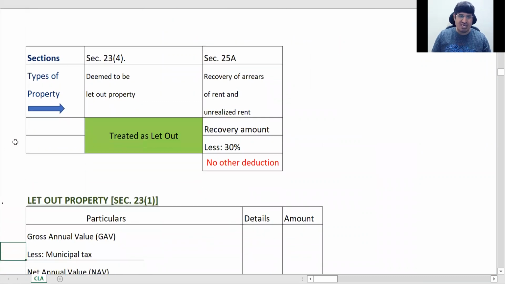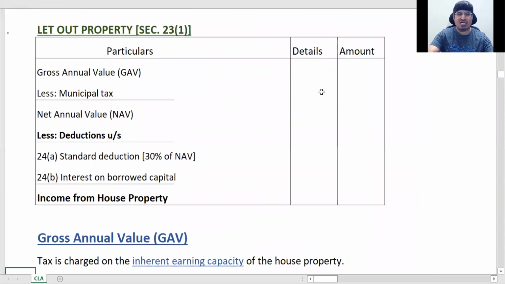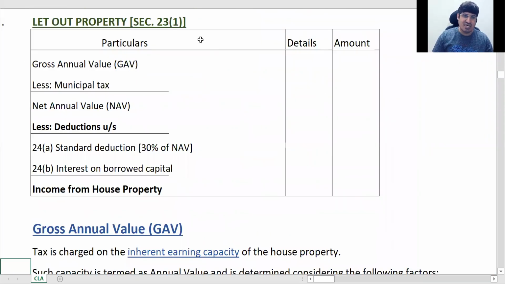तो हम यहाँ थे. So basically we had done little bit into let out property, but let me start from here. ठीक है, तो यहाँ से थोड़ा आप लोगों को. So this is how you compute income from house property of a let out property.